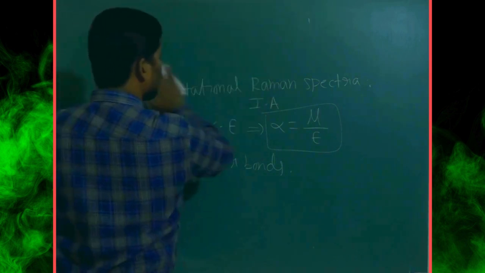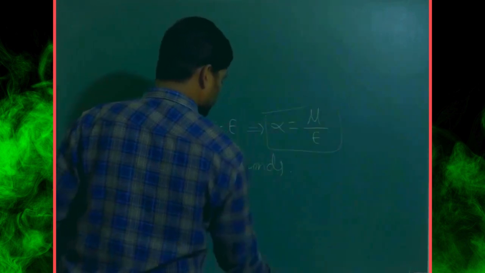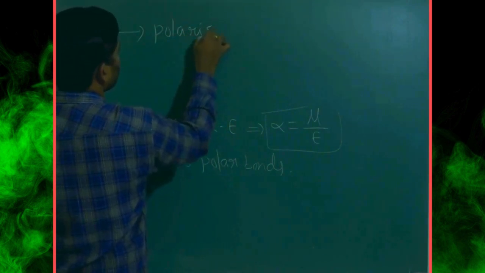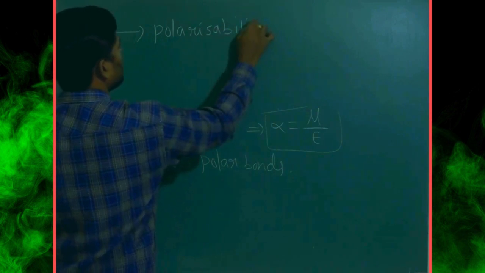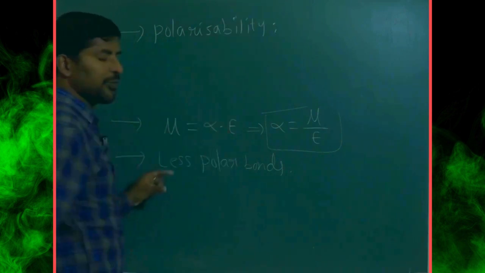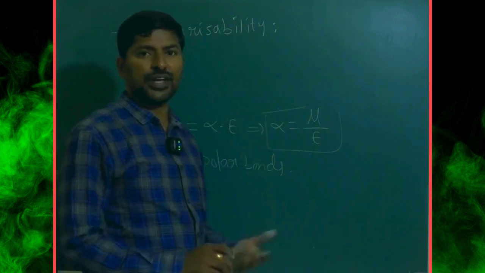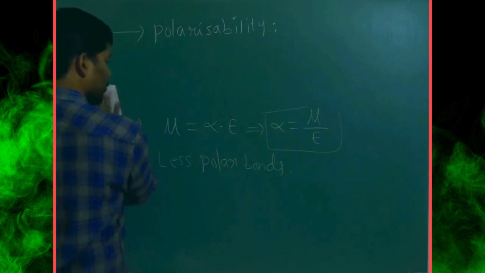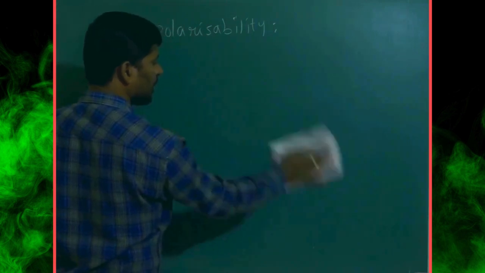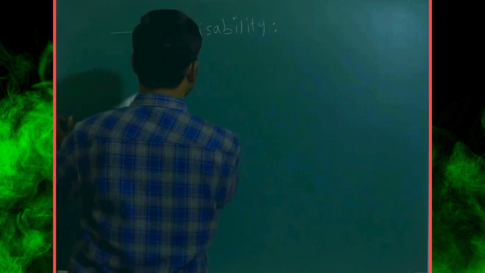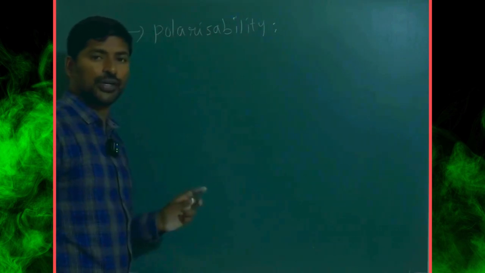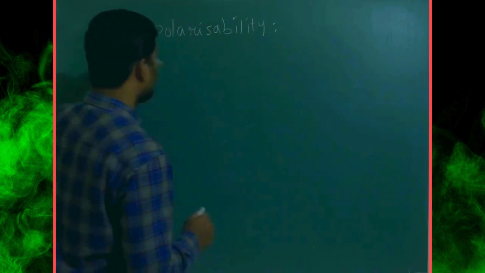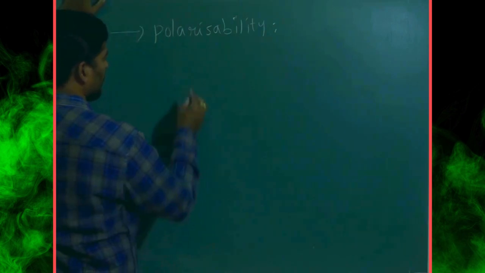Next one, whether polarizability is isotropic or anisotropic. If you measure a property in different directions and you get different values, it is said to be anisotropic. In all the directions, if you get the same value, then it is said to be what? Isotropic. So whether polarizability is anisotropic or isotropic.